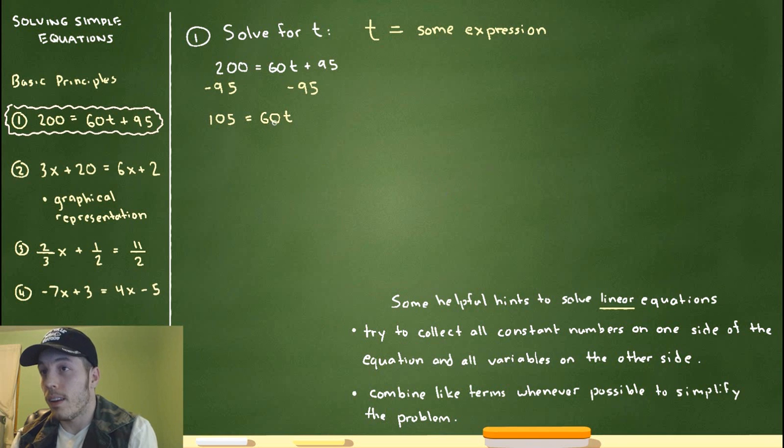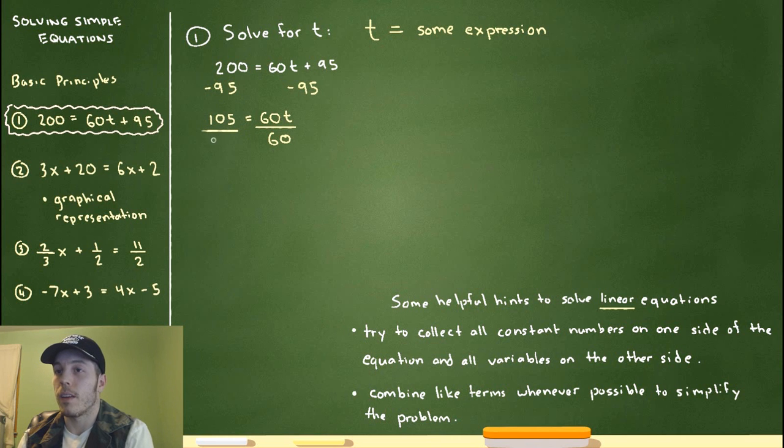Now, we don't want 60t, we just want t. So one way to get rid of this 60 here would be if I take the right side and I divide it by 60. Right, 60t divided by 60, that's going to give me t. And then we balance this equation by doing the same thing on the left side. 105 divided by 60.